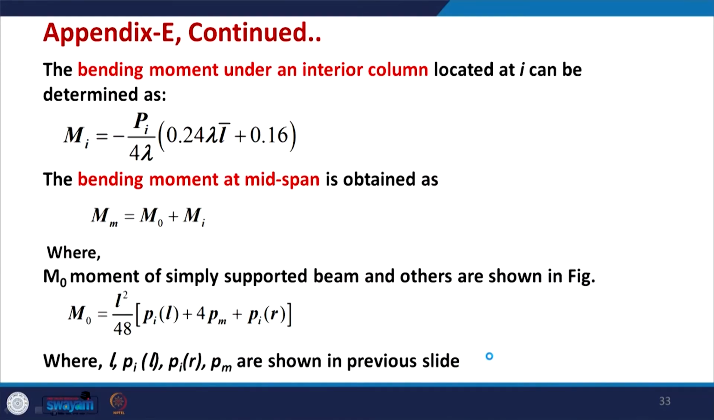Before that, how to calculate the moment. The bending moment under an interior column which is located at I can be determined using this relation, Mi, Pi, for lambda. Lambda we have already discussed, L bar has been already discussed. So, Pi is the load at the interior column. So, Mi can be calculated from this relation. Total moment is Mi plus m naught, where m naught is given from this relation, and that is L square by 48 into PIL plus 4 times Pm plus PIR.